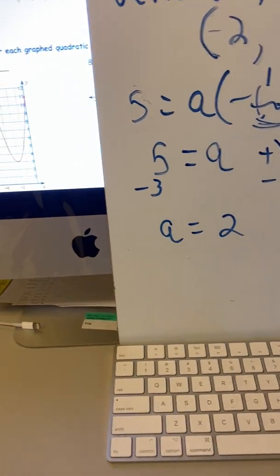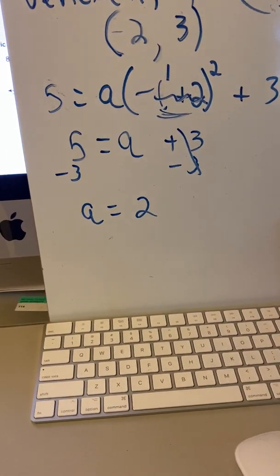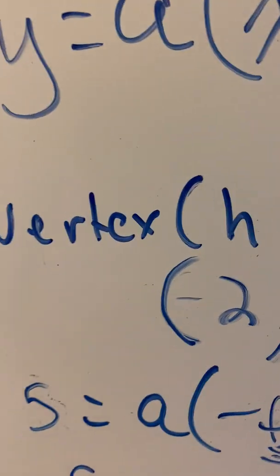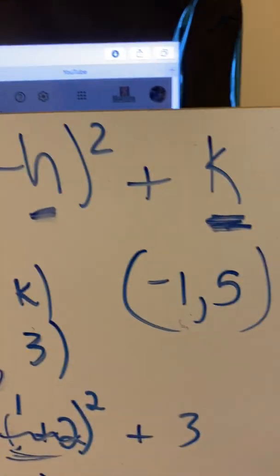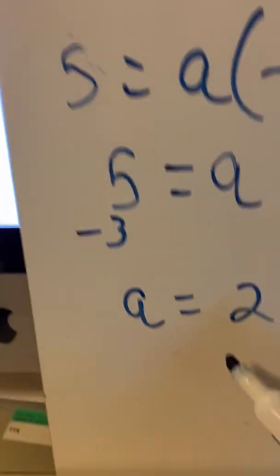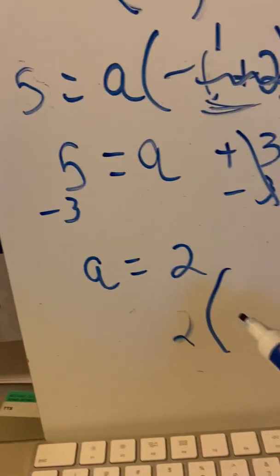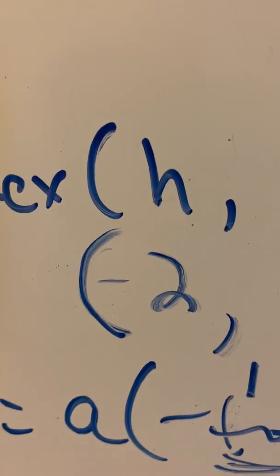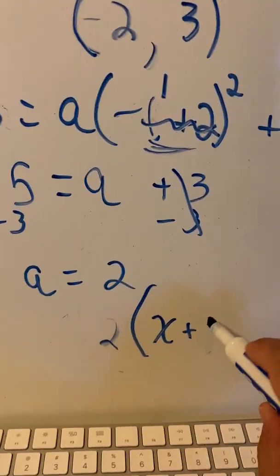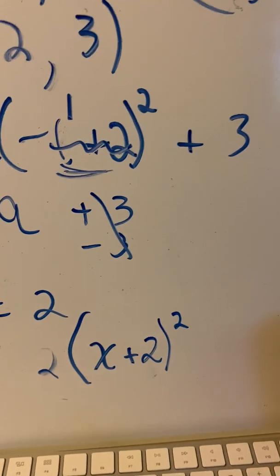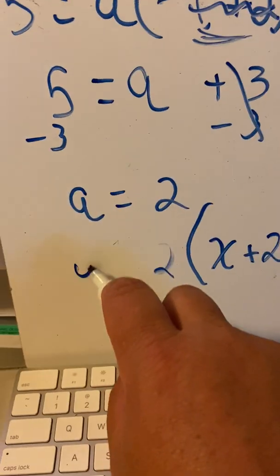All right. So if a equals 2 in this problem, what do we do from here? Well, we know that the vertex is h, k. So we can go back up to this formula and go a is 2 times the quantity of x minus h. X minus h, it's a negative 2, so it's x plus 2, squared. And we know that k is 3, so we just put plus 3, and we know that y equals this.